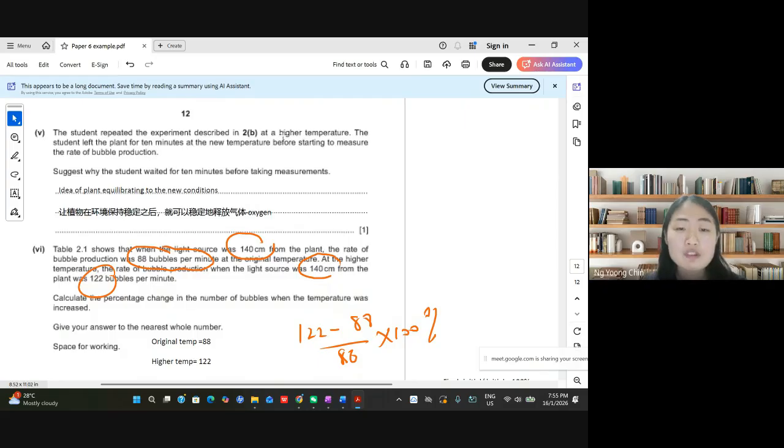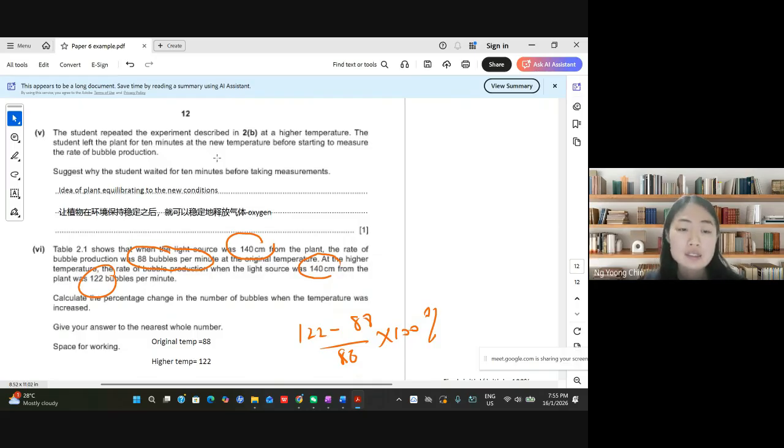Okay, this refers to if you repeat the same experiment at a higher temperature, and then you leave it for 10 minutes at the new, higher temperature before starting to measure the rate of bubble production. Because if you change the temperature, the photosynthesis process is also affected by enzymes. If you change the temperature, the photosynthesis rate might increase. Okay, we assume that the photosynthesis rate will increase.